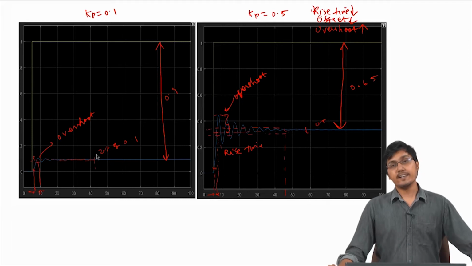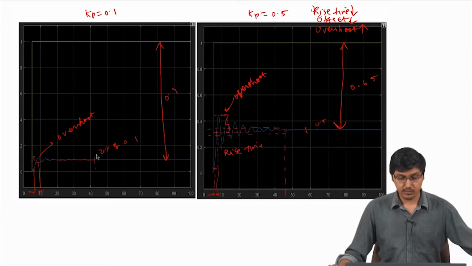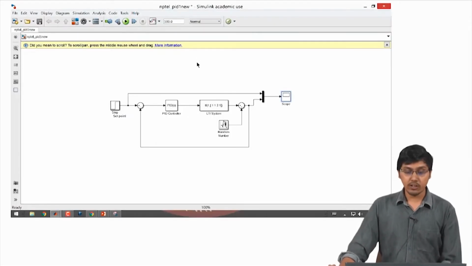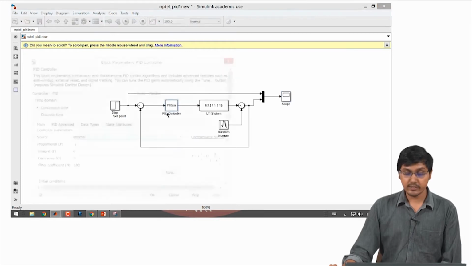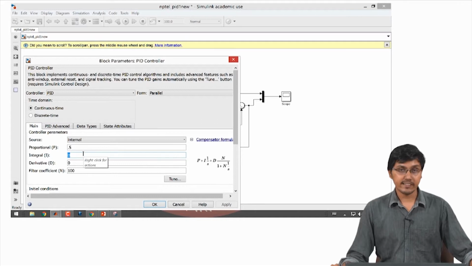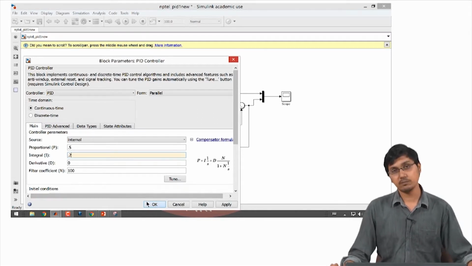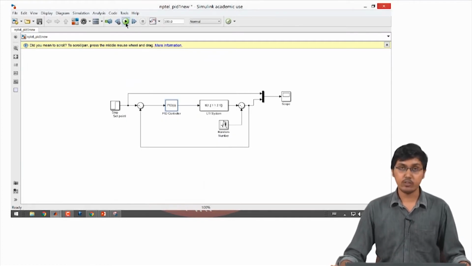Now the next thing we will go to is the integral controller, and see what happens with it. Coming to MATLAB again, we are going to change the integral controller. Let us say we are going to have the integral gain as 0.2. We are just giving some small value to start with. You can give some other value and see how it behaves. Let us see how it responds now.